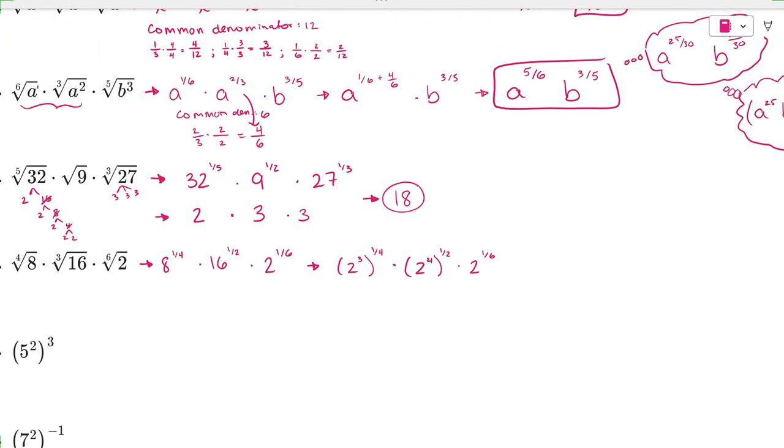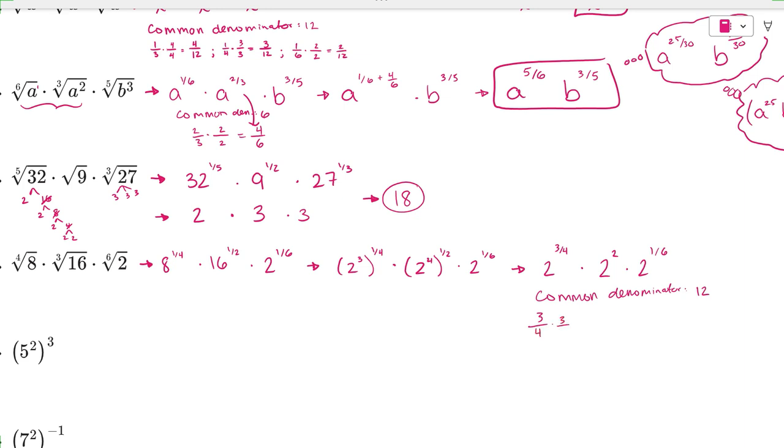So I don't want to zoom out too much. So this becomes 2 to the 3/4 times, well, 4 times 1/2 is just 2 squared times 2 to the 1/6. So I could combine these with a common denominator. Let's do that. I could also separate that 2 squared. I could make that 4. 4 and 6 are common denominators there. Our lowest common denominator is 12. There's lots of common denominators. Our lowest one is 12.